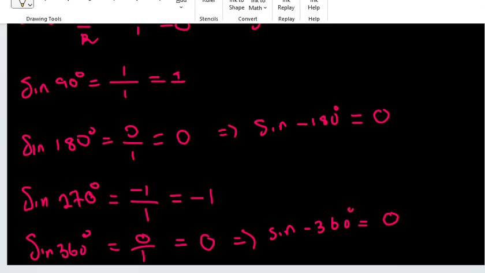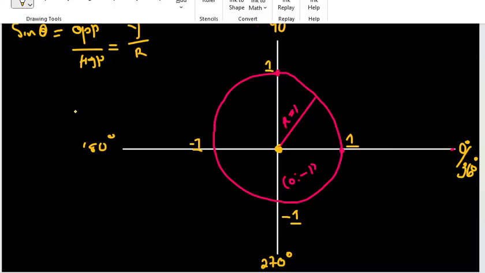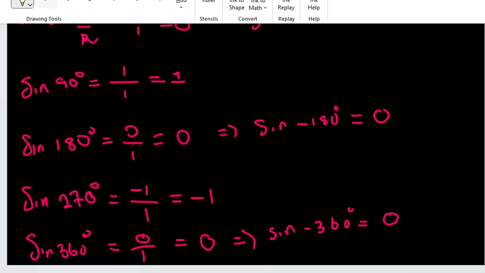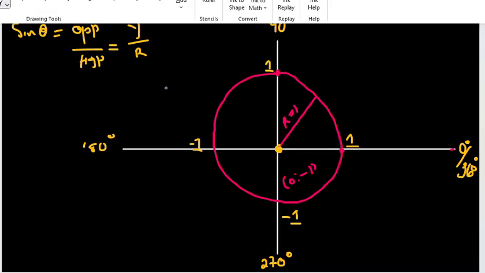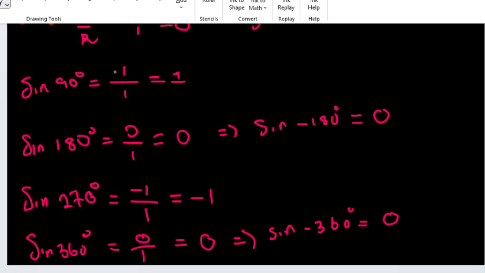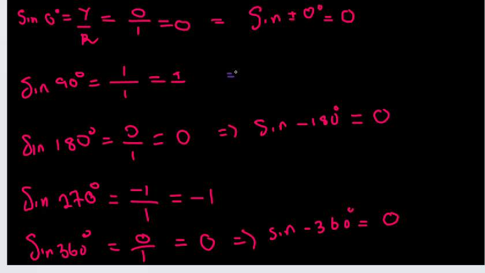But the part that changes, not complicated per se, is this part here. If I come and I'm having sine of minus 90 degrees, it changes everything.